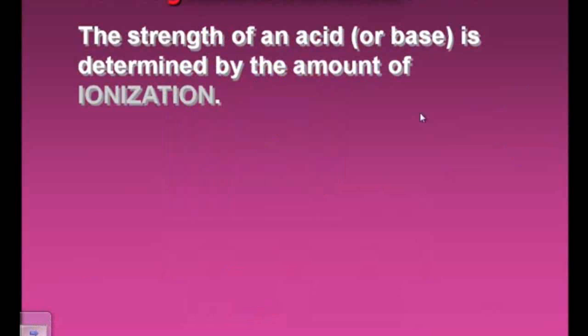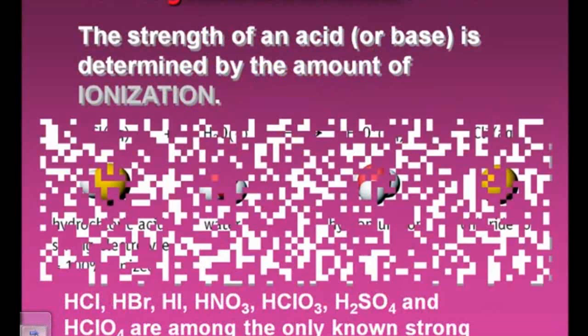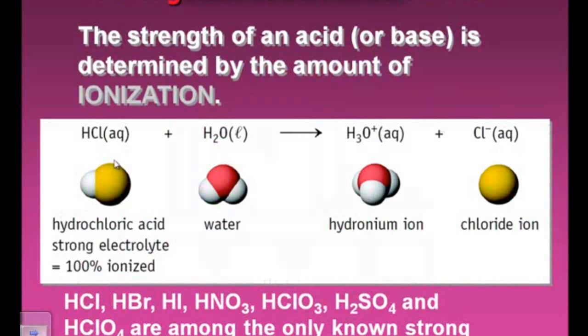All right, so the strength of an acid or base is determined by the amount of ionization, and usually it's either going to be almost 100% or very little, like 10%. Okay? So hydrochloric acid is strong. It will ionize 100%, which means it comes apart. The H+ and the Cl break apart. You end up with the chloride ion and the hydronium ion.